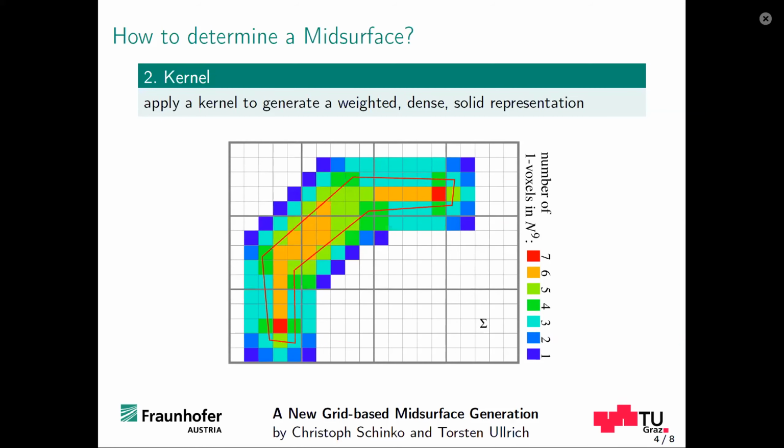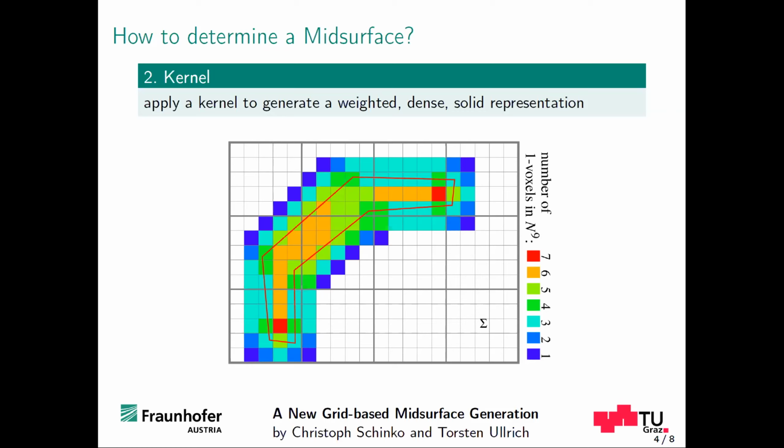The second stage of the pipeline is the kernel stage, where we apply a kernel to each of the voxels to basically generate a weighted, denser representation in our grid domain. For each voxel, what the kernel does is count the number of one voxels in the neighborhood. In our 2D example, that would be the 8 neighboring voxels. In 3D, that would be the 26 neighboring voxels, or even more, depending on how large you define the kernel size to be.